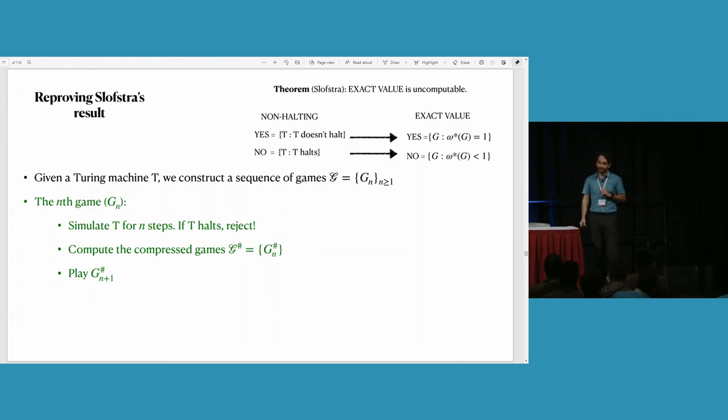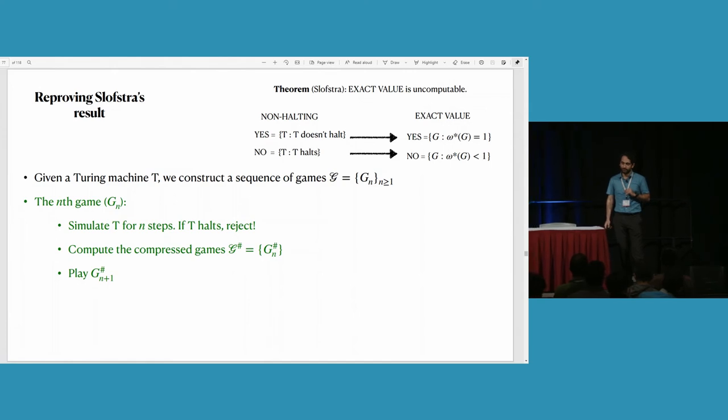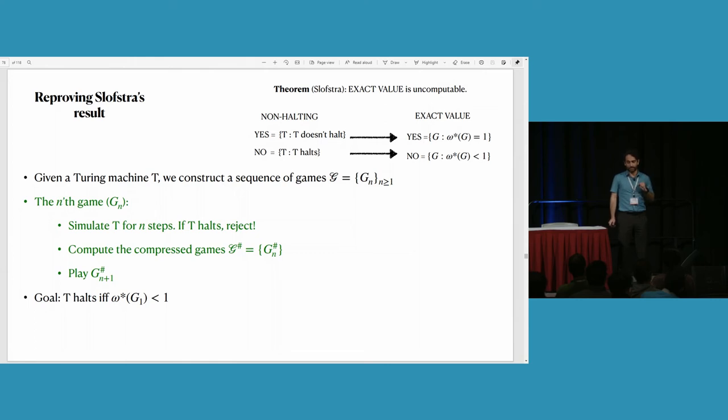All right, so this is the definition of the games Gn, and the reduction now is, given the Turing machine, we construct this sequence of games, and we output the first game in this sequence, G1. So all I need to show is that T halts if and only if the value of the first game in the sequence is strictly less than 1. That's all I need to show.